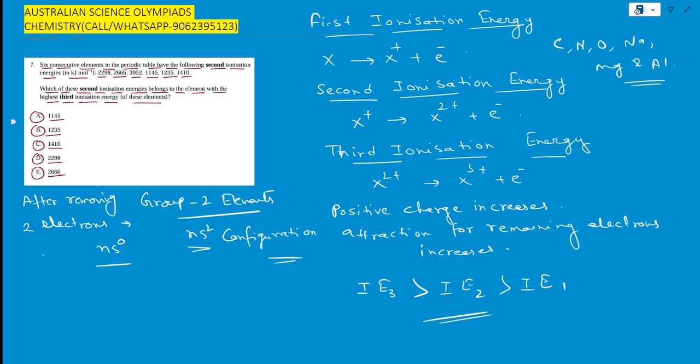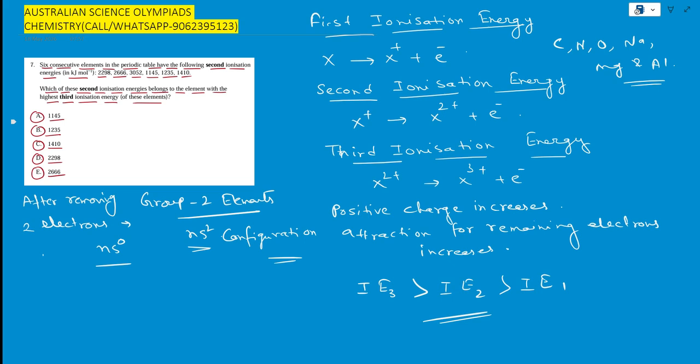Now, which among these is group 2? Magnesium. And for magnesium, the third ionization energy becomes extremely high. Because Mg after losing two electrons becomes Mg2 plus, which has a noble gas configuration. Now the question is asking which second ionization energy belongs to the element having the highest third ionization energy. So that element is a group 2 element. Among the given second ionization energies, which one belongs to the magnesium-type element?